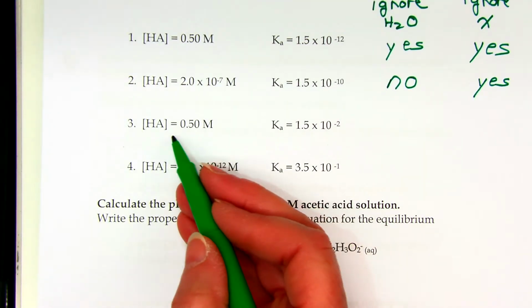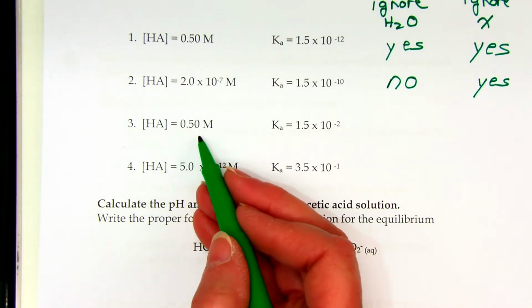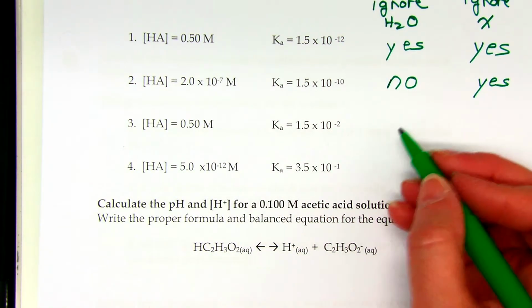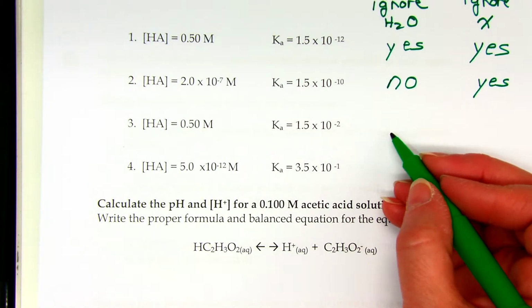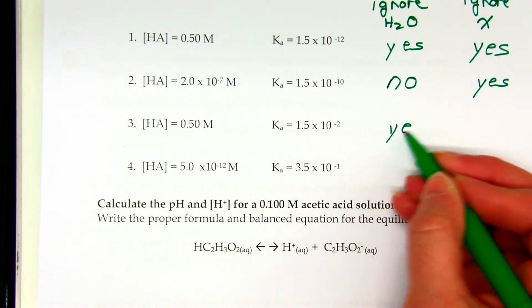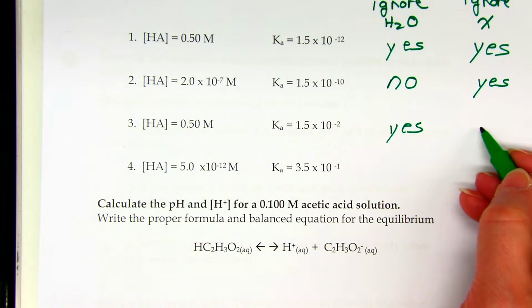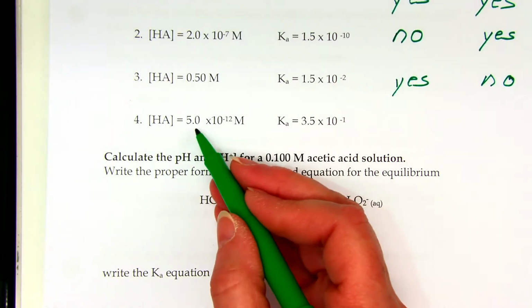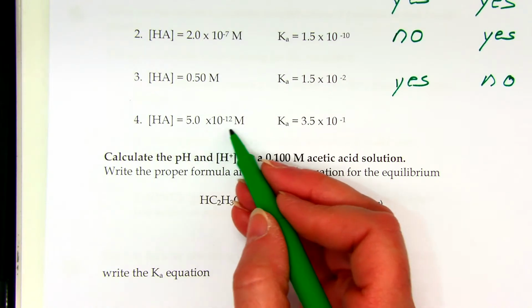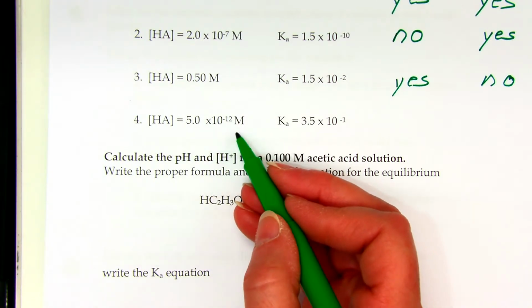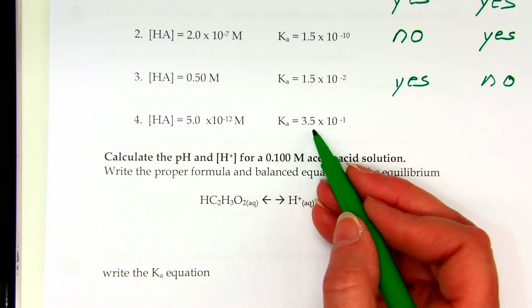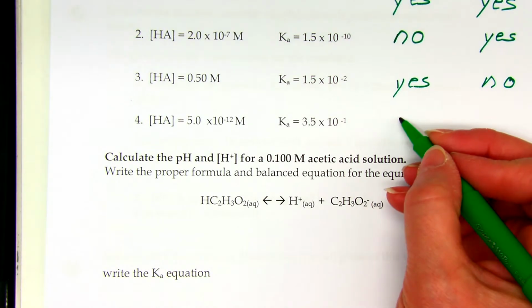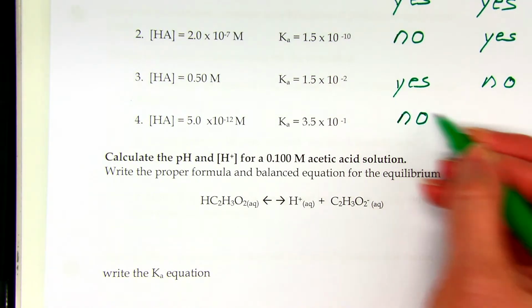How about here, where I have 0.5 molar starting and a Ka of 1.5 times 10 to the negative 7th? Can I ignore the autoionization of water and the hydrogen ion? Yes. But can I ignore X in my calculations? No. And finally, when we have a concentration of 5 times 10 to the negative 12th molar, which is quite small, and a Ka of 3.5 times 10 to the negative 1, which is kind of big, can I ignore the water's ionization? No. And can I ignore X?